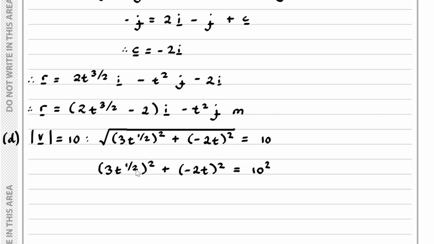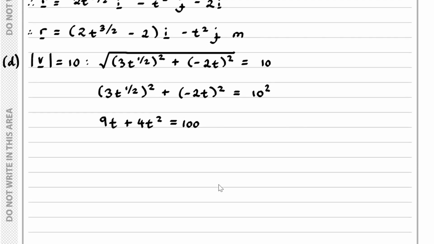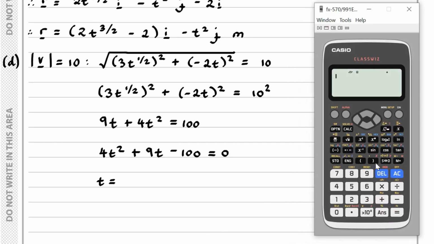3t to the power of 1/2 squared. Well, we've got the 3 which is being squared, that's 9. We've got t to the half being squared, so we've got 9t for this result. Minus 2t all squared, that's 4t squared, and that's equal to 100. Rearranging, 4t squared plus 9t minus 100 equals 0. We can again use our calculator to find the value of t.